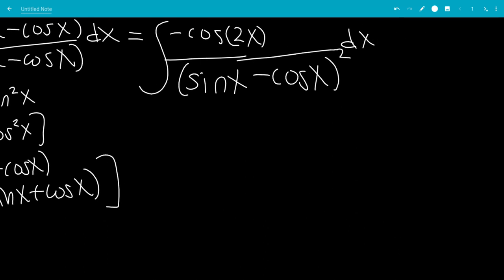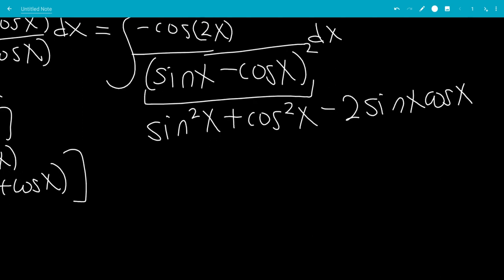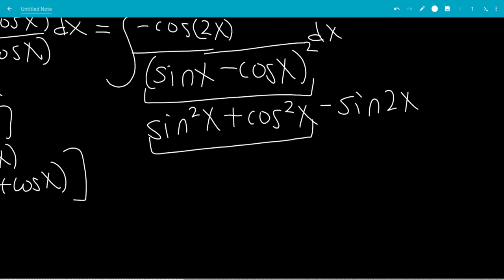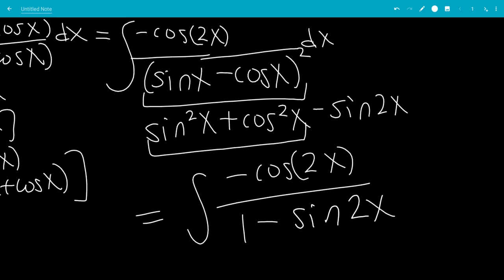Now I have more room. So let's look at sine x minus cosine x quantity squared. That's sine squared x, that's a squared, plus b squared, which is plus cosine squared x. A minus b times a minus b is a squared plus b squared minus 2ab. So minus 2 times a times b. Notice something. This is the identity for sine of 2x. So let's rewrite it as sine of 2x. And then what is this? This is 1. So in all, this can be written as the integral of negative cosine of 2x all over 1 minus sine of 2x.